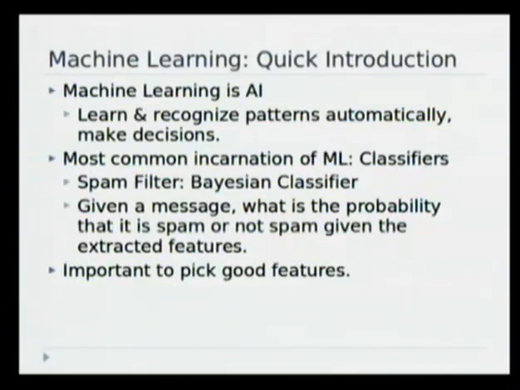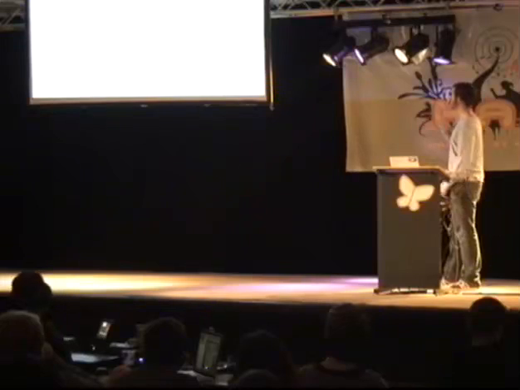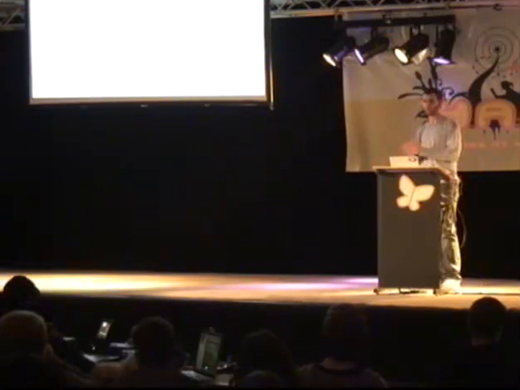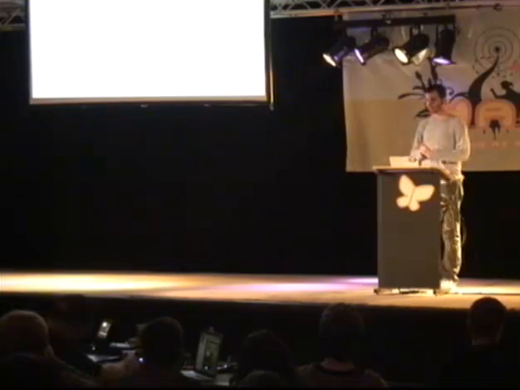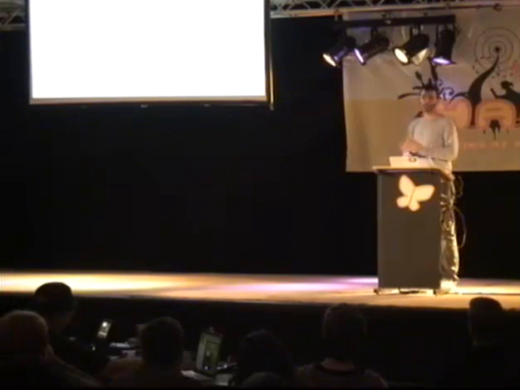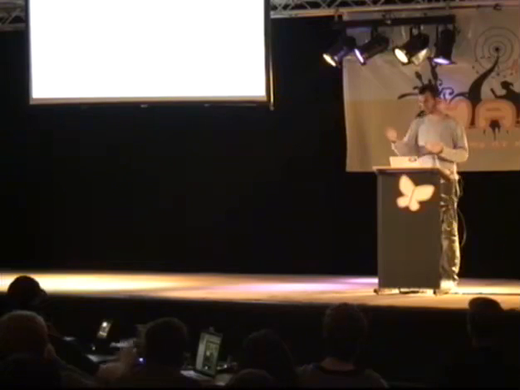The extracted features I talk about, features are just pieces of information in whatever you're trying to classify. So in the spam case, they are generally words. The features are words and how often those words appear in spam messages and how often they appear in non-spam messages. So it's important to pick good features, and you'll see in each of these methods, different features are used. Some basic linguistic features that we used here are things like word counts, sentence counts, letter distribution, punctuation, and then we use some more complicated measurements like lexical density, which looks at how many unique words there are compared to how many total words there are, and some readability indexes that look at sentence length and the complex word ratio, where a complex word is a word of 3 syllables or more, excluding lots of common words. And the Gunning-Fog readability index in particular gives you some idea of the reading level that is required to read a document.